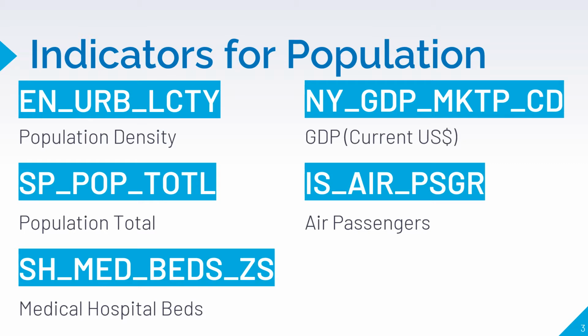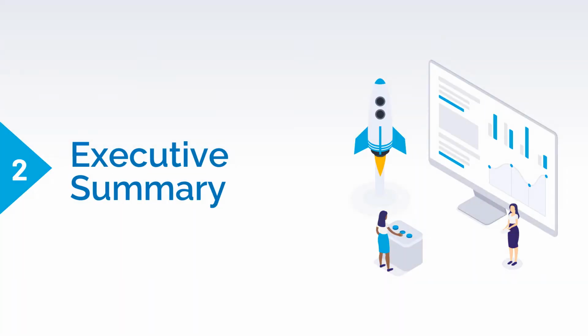Our executive summary. This report analyzes the population subset from the World Database. In particular, it analyzes the following indicators: population total, population density, GDP in USD, air passengers, and hospital beds. Historically, 213 of the countries had data entries for all 5 of these indicators. However, only 93 had data for all the indicators in 2011.